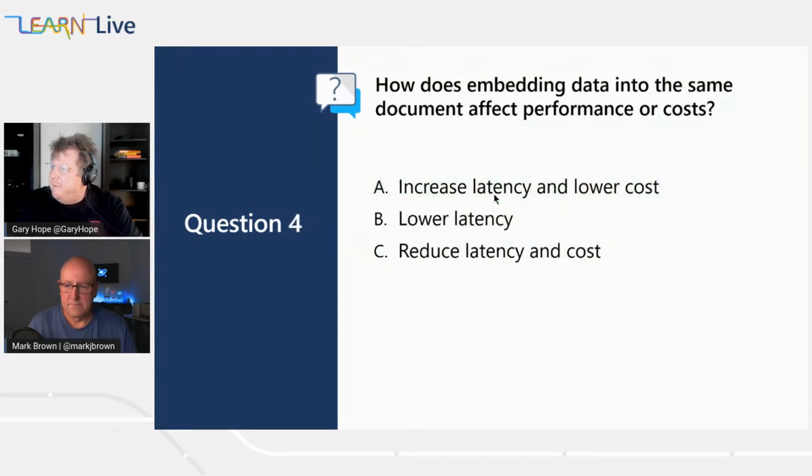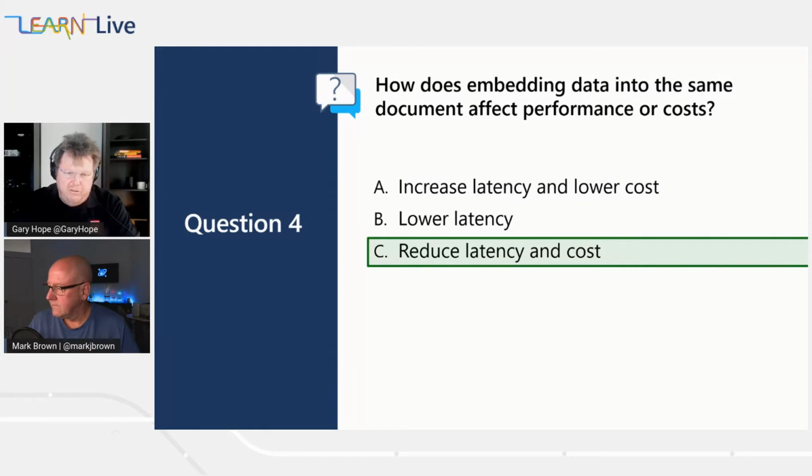So how does embedding data into the same document affect performance and cost? Well, let's see. We've got 3 options here. Increase latency and lower cost. That doesn't make sense to me, Gary. How could you have something that increased latency and lowered cost? Yeah, that doesn't sound right. Lower latency, well, that sounds potentially correct. But I think that the right answer here is going to be both reduced latency and cost. I agree. It will be reduced latency and cost associated with that.